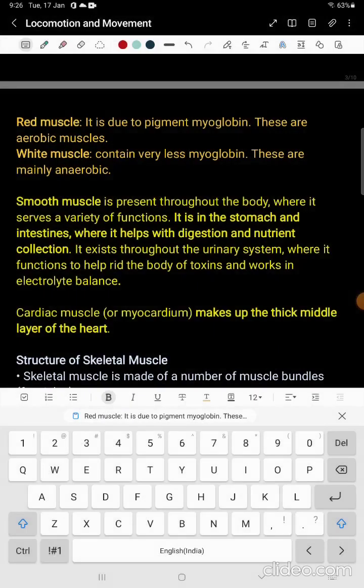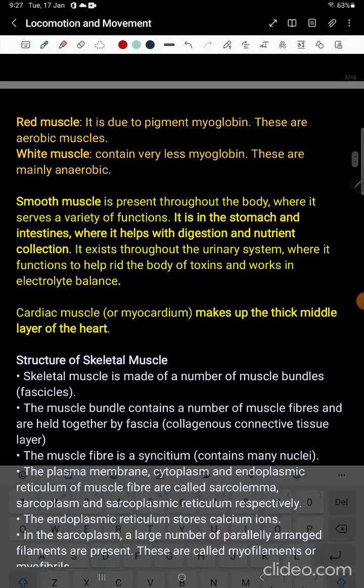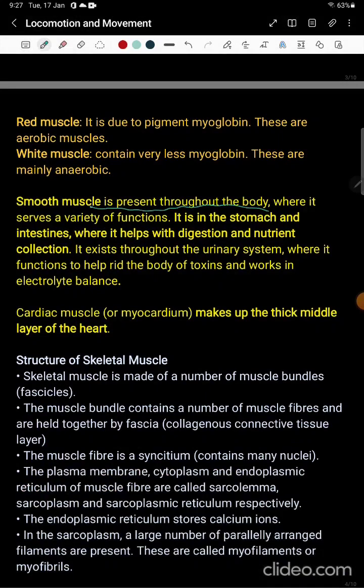Smooth muscle is present throughout the body. Wherever there are organs, smooth muscle is found, serving a variety of functions. It is in the stomach and the intestine, where it helps with digestion and nutrient collection. It helps in the digestion process, in the assimilation process, and even in the peristalsis movement of our food.